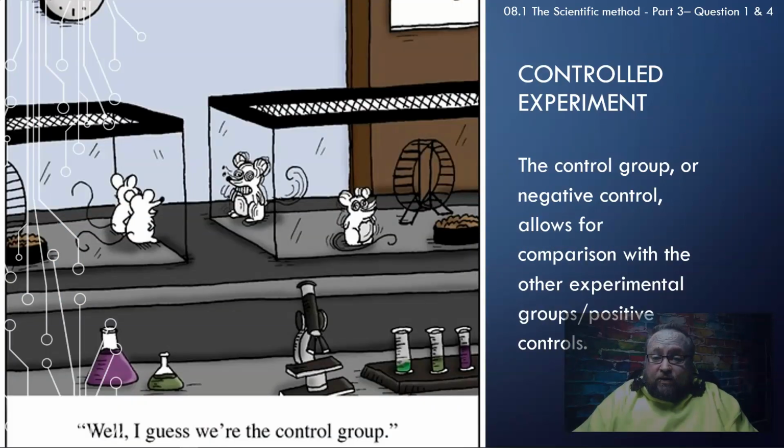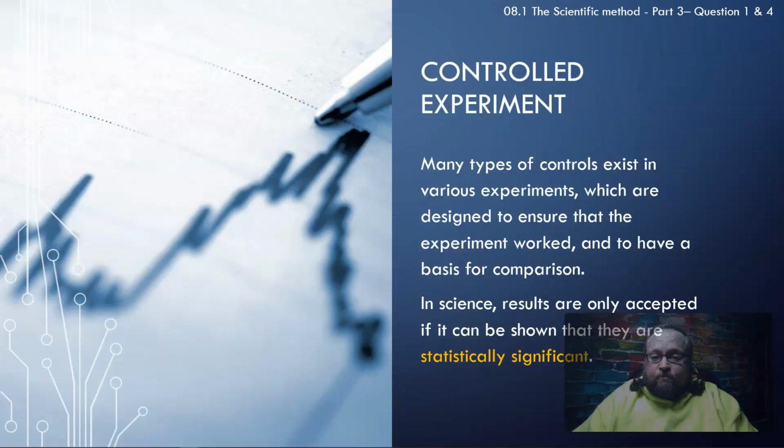So in a control experiment, the control group or negative control allows for comparison with other experimental groups or positive controls, so that you have a basis of where you're not making the change at all, and then measuring where you do actually make the change, and comparing what happens between the two of those cases. So many types of controls exist in various experiments, which are designed to ensure that the experiment worked and to have a basis for comparison.